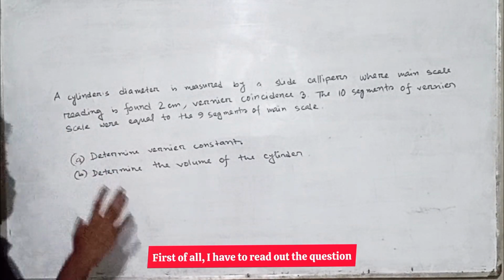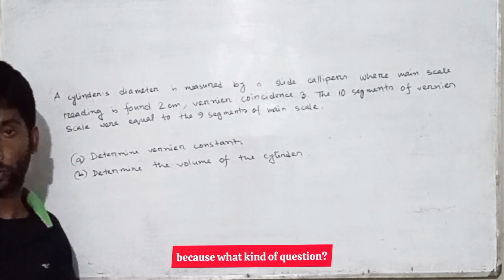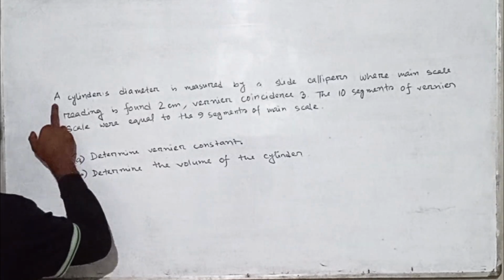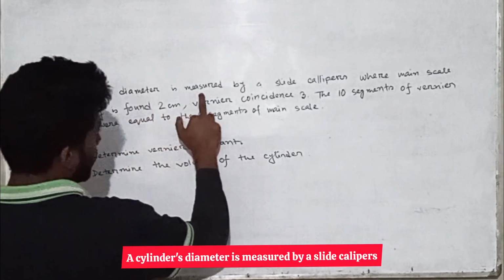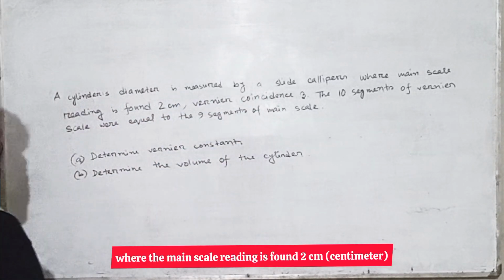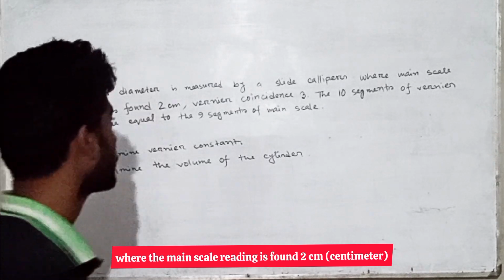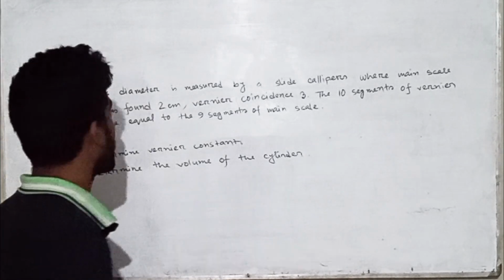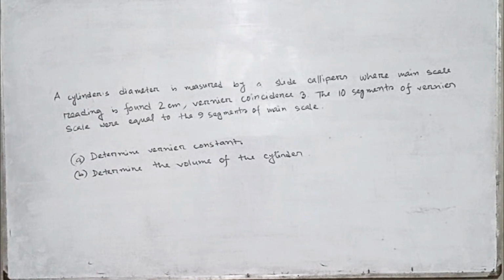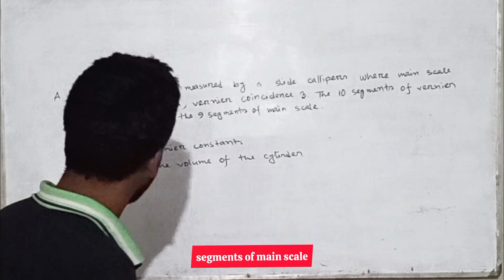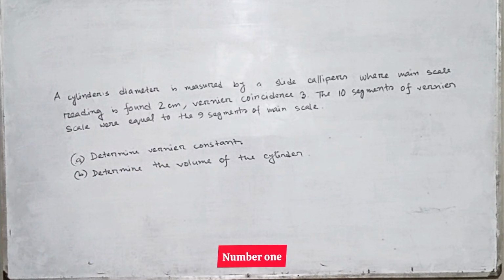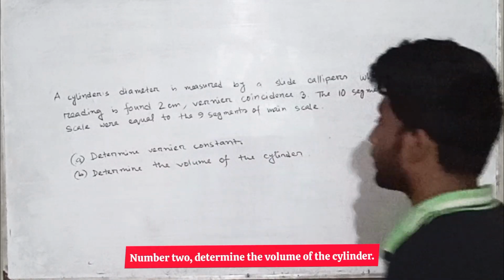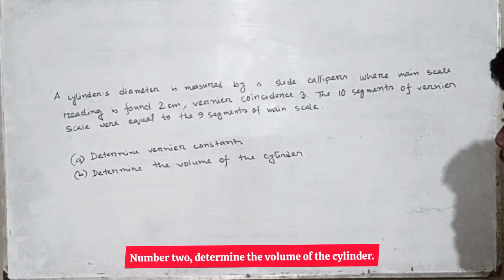First of all, I have to read out the question, because we need to know what kind of question it is and what element they want from us. A cylinder's diameter is measured by slide calipers where the main scale reading is found 2 centimeter. Vernier coincidence is 3. The 10 segments of Vernier scale were equal to the 9 segments of main scale. Number 1, determine Vernier constant. Number 2, determine the volume of the cylinder.